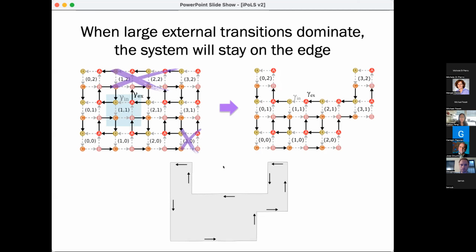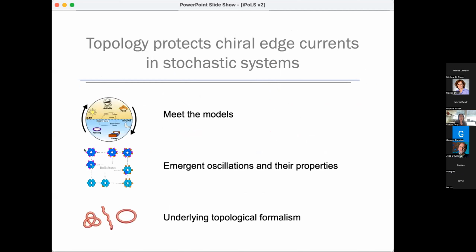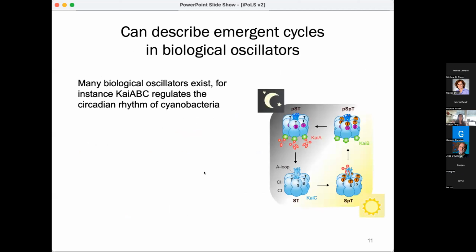So let me move on, since there's interest in how this relates to biology. Now I'm going to discuss how this could relate to a biological oscillator. There are tons of biological oscillators describing cycles of different lengths and kinds, one of which, a nicely isolated and better understood system, is that of KaiABC, which regulates the circadian rhythm of cyanobacteria.